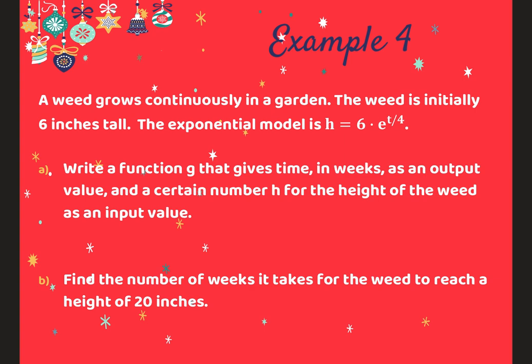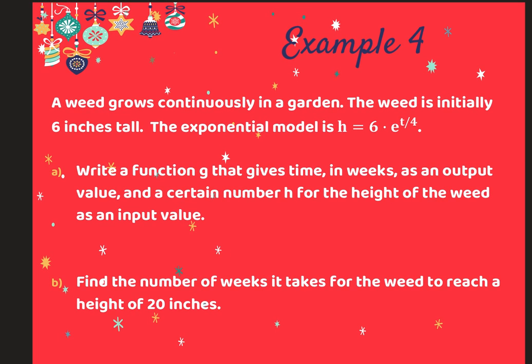Okay, last one. Example 4. A weed grows continuously in a garden. The weed is initially 6 inches tall. The exponential model is H equals 6 times e to the t over 4. Write a function g that gives time in weeks as the output value and a certain number h for the height of the weed as the input value.